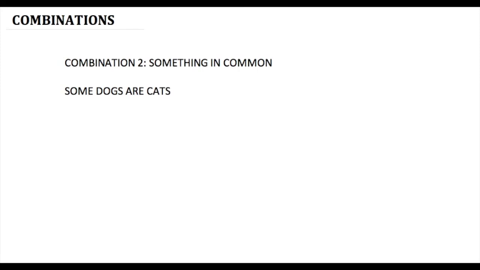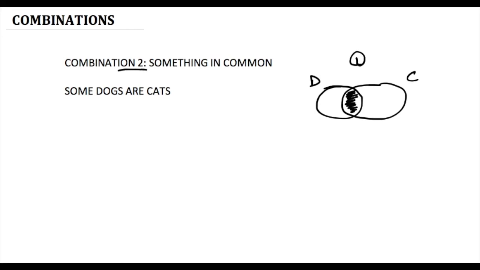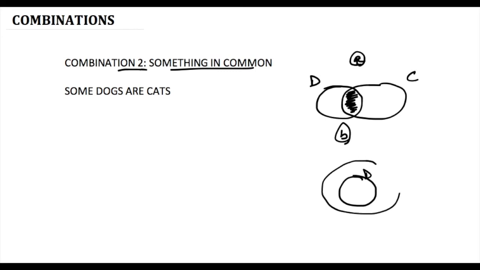Combination 2 says something in common, some dogs are cats. So in this combination you will draw something like this. Dogs and cats have something in common. So this is combination 1, then you can make sub combinations in combination number 2, which says something in common. The second sub combination is that some dogs are cats can also mean that all dogs are cats. So this can be drawn like this, wherein dog is a subset of cats. So all dogs are cats becomes a reality.